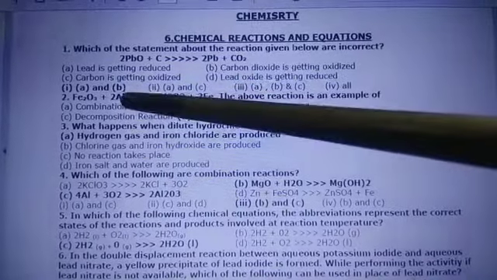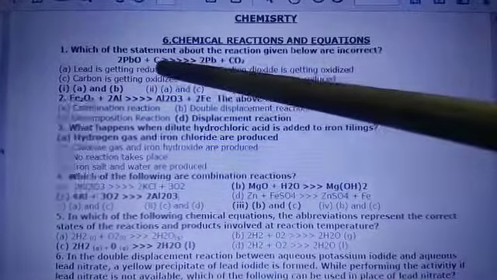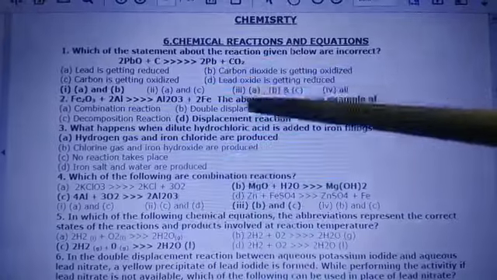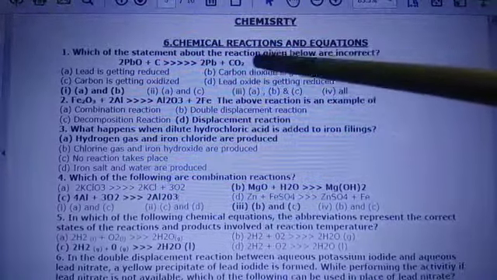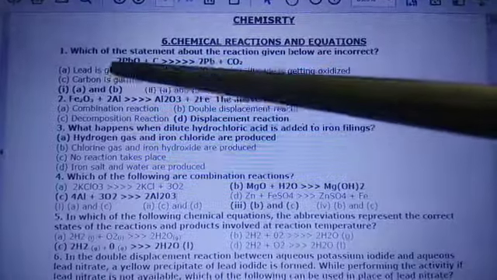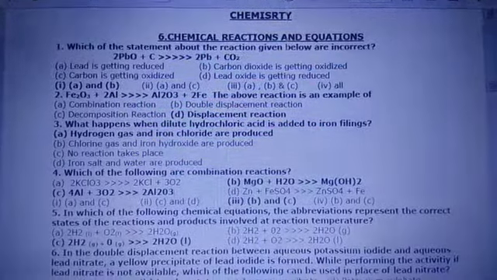The answer is A and B. That is, lead is getting reduced and carbon dioxide is getting oxidized from carbon to carbon dioxide. Lead oxide is reduced to lead.